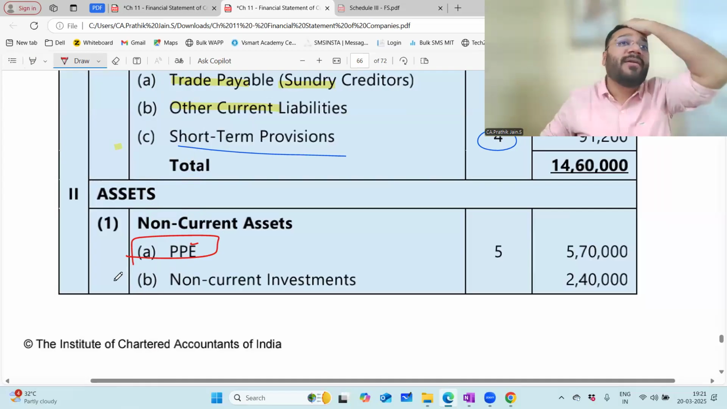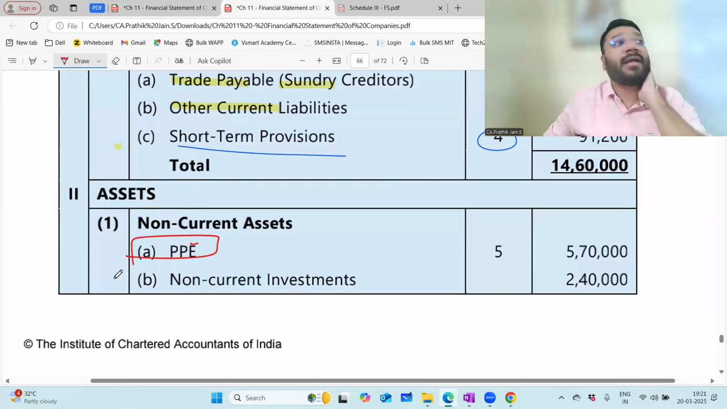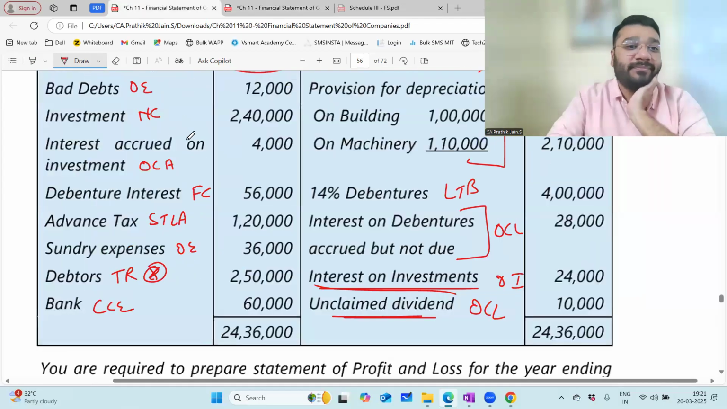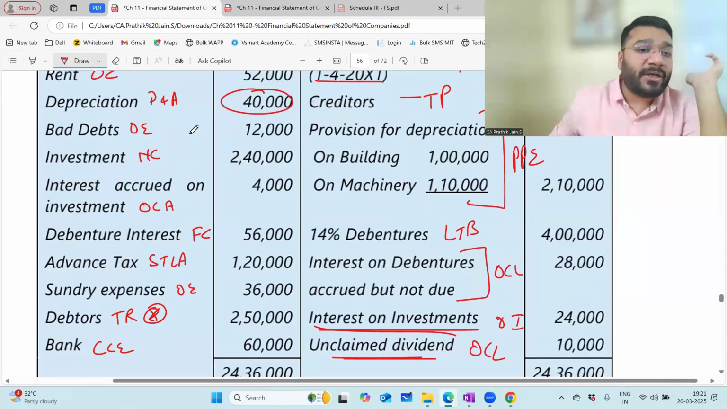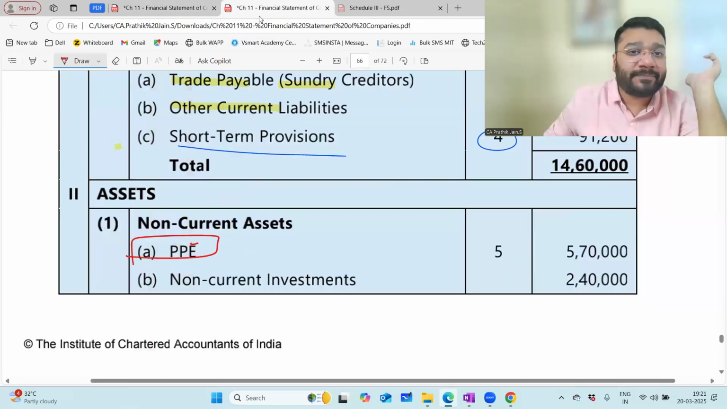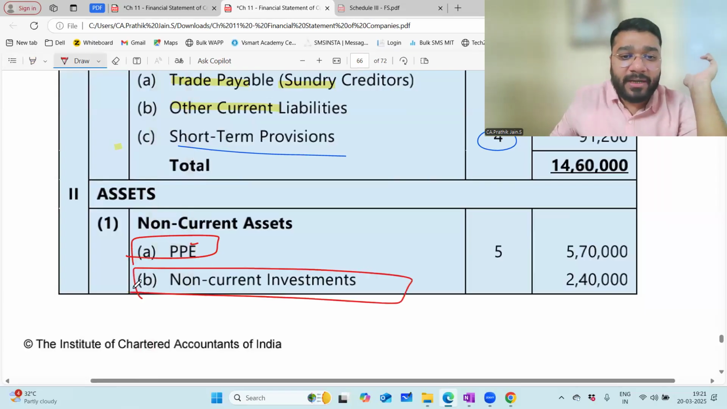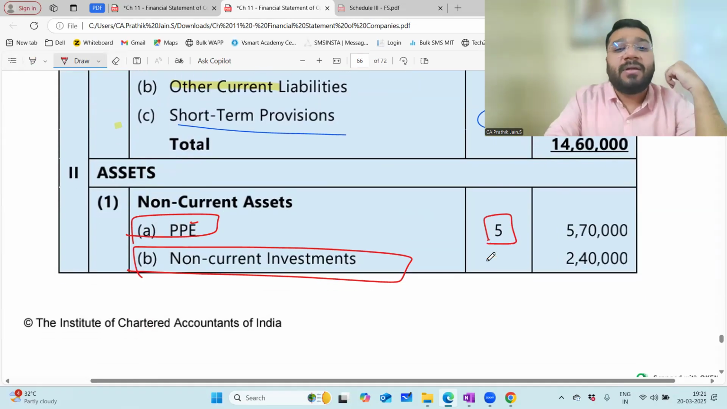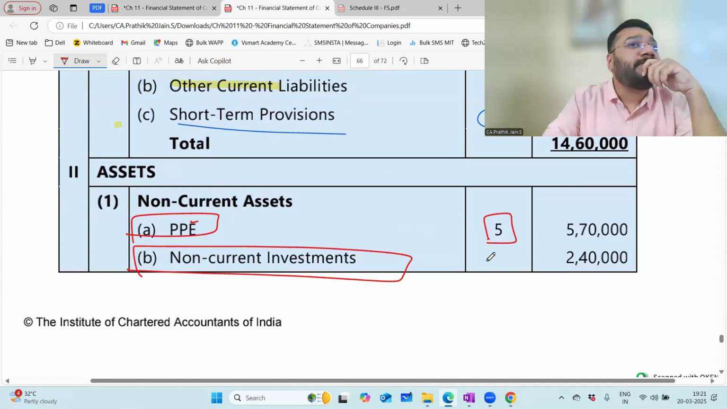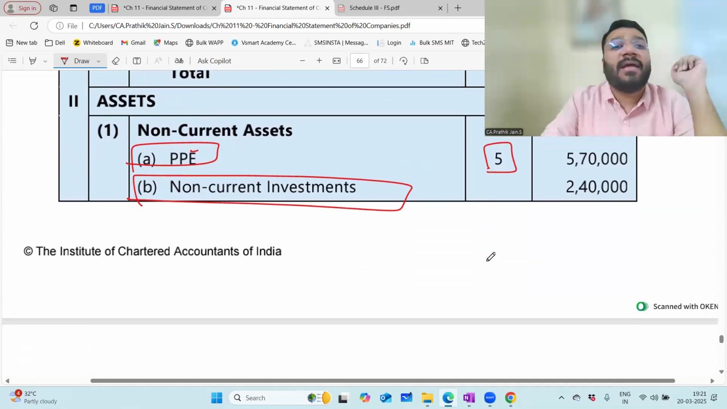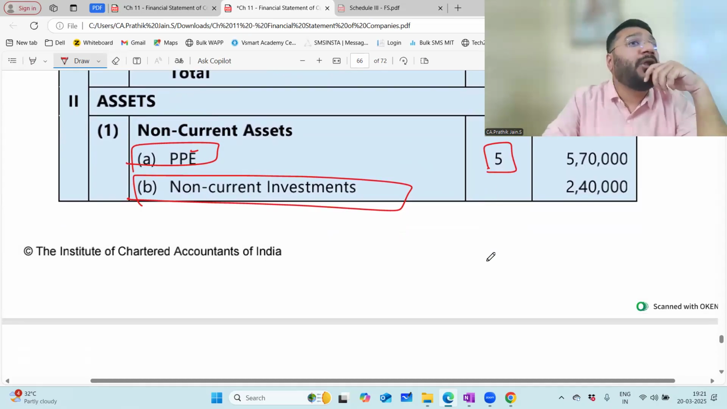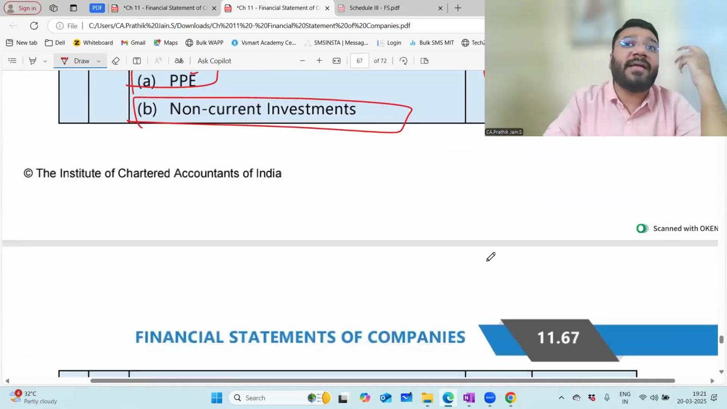Next item is what? Investment, non-current investment. So we had investment here, no? And in the additional information, nothing was mentioned. So we agreed this as non-current investment. Non-current investment, note number 5. Next item. Any other non-current assets? Long-term loans, advances, other non-current asset, nothing. That will go to current asset.